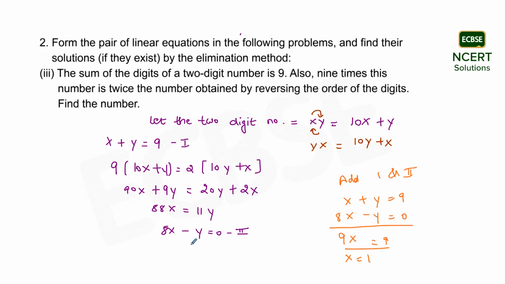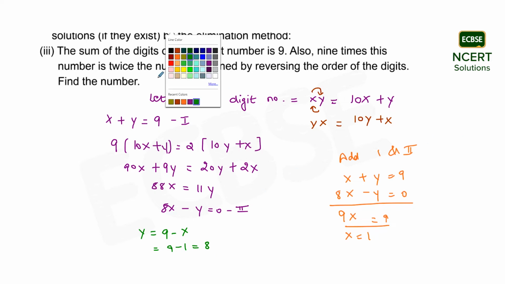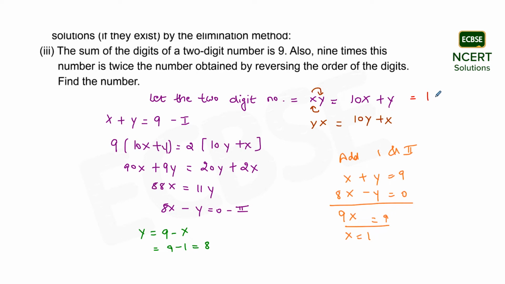Let us suppose that I have been substituting this value in the first equation. Then y is equal to 9 minus x, or I can write it as 9 minus 1, which is equal to 8. So putting this value in the number, the number formed will be xy. Substituting the values of x and y in this number, it will be 1, 8. That is, it's the number 18. So I have found the number which was being asked in the problem.